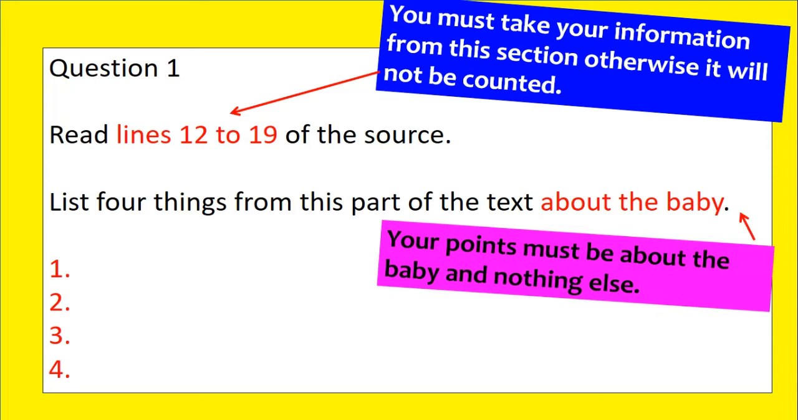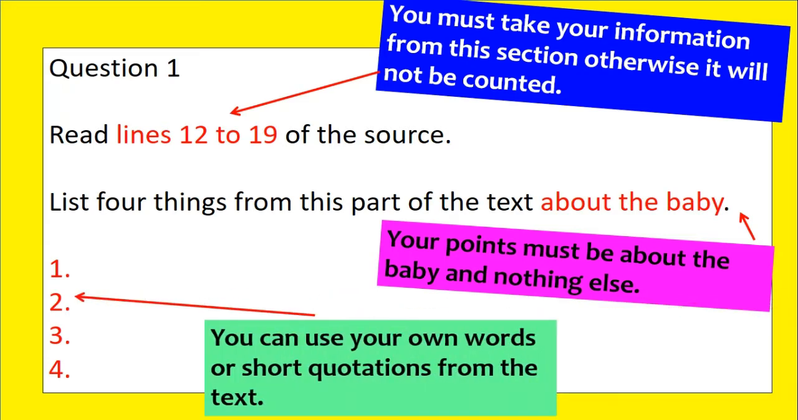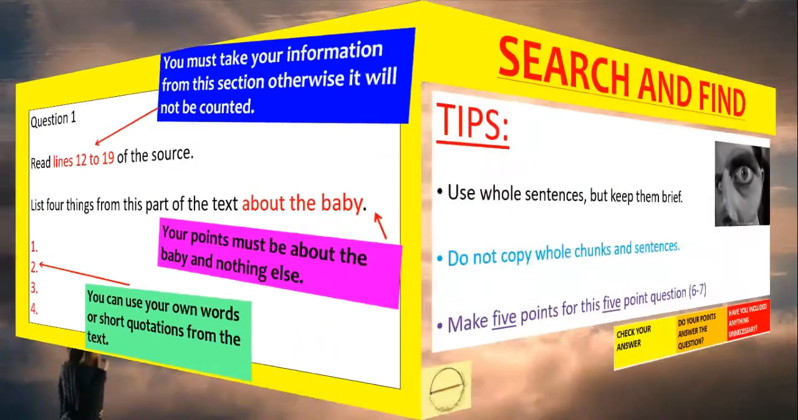You've also got to make sure you read this part, so you're only talking about the baby and nothing else. If, for example, it was talking about a baby and a house, anything you said about the house would not get you any marks. And here we're looking to write short quotations. I would say you shouldn't be using single words, so you need to write a proper sentence.